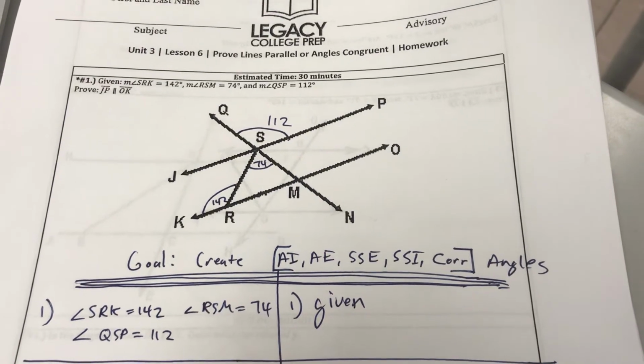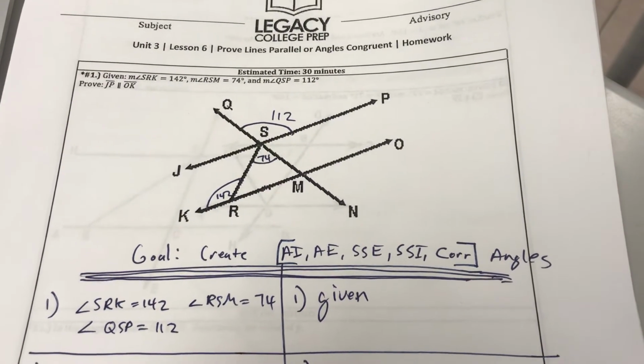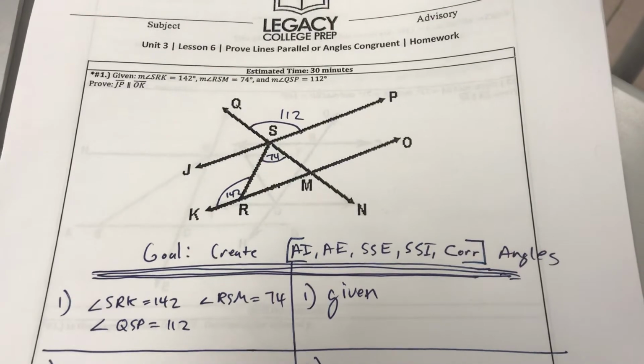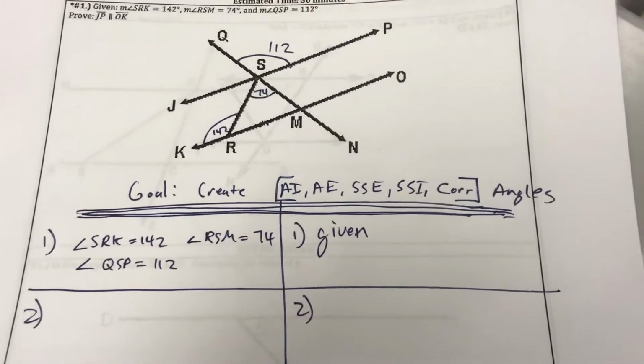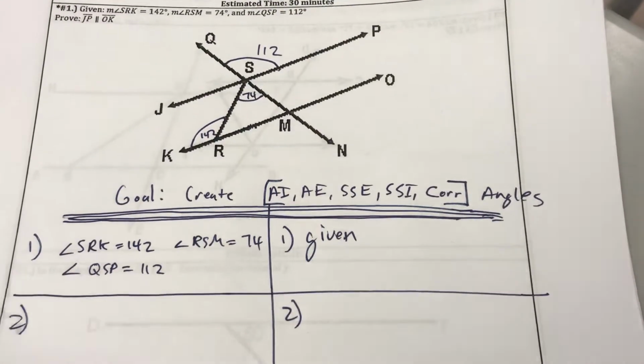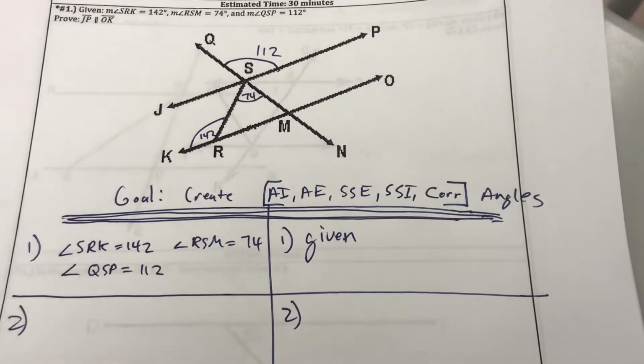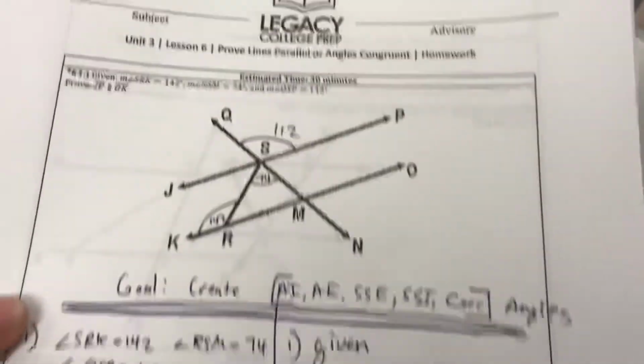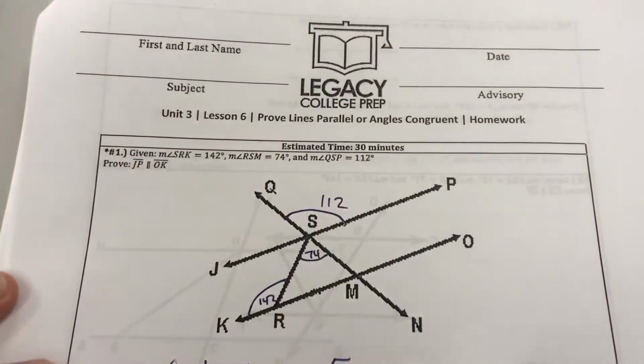Alright, boys and girls, this is the homework video. This lesson is not the easiest in the world, so let's pay careful attention, okay? So let's take a look at this. I want you guys to understand the first most important thing about this homework, which is proving lines are parallel or angles congruent.